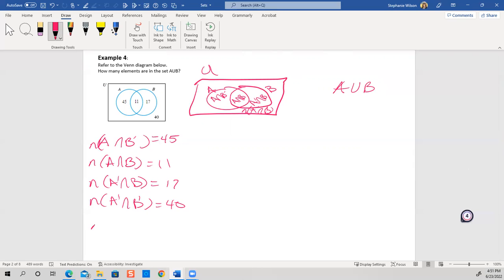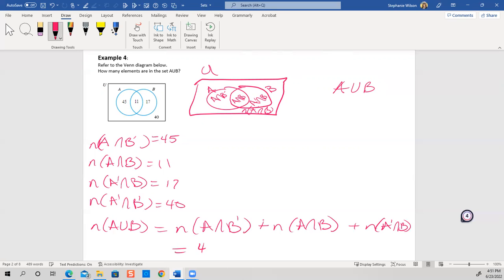That formula is going to be the number of elements of A union B. It's going to be the number of elements of A intersects B prime plus the number of elements of A intersects B plus the number of elements of A prime intersects B. So now that we know that, let's just plug them together. So 45 plus 11 plus 17 equals 73. And that is our answer.